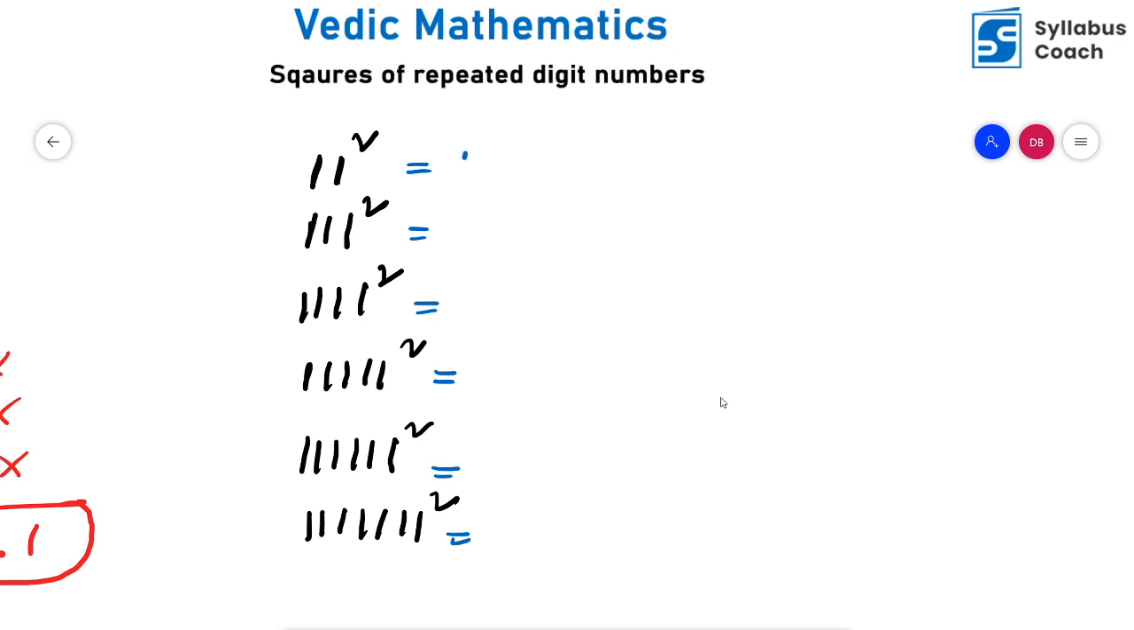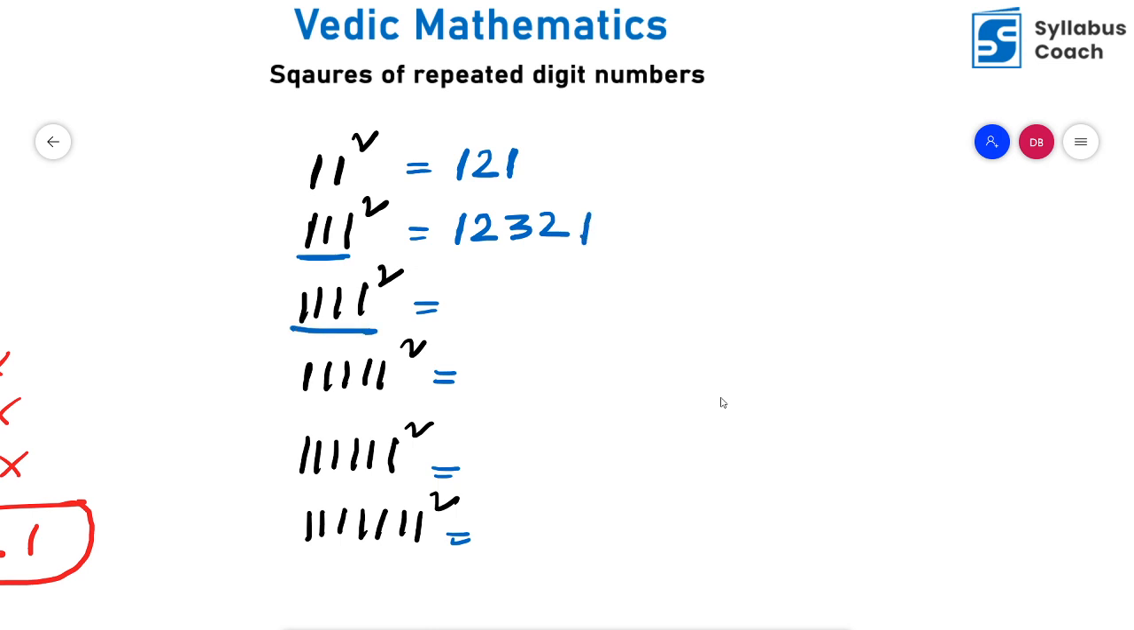2 digits. Write 2 digits, 1 2, and then reverse the order. What is the number that is after 2? If you go back, it is 1. Simple. Now how many digits are there here, students? 3 digits. Therefore write 3 numbers from beginning. 1 2 3, and now reverse the order. 3 2 1, isn't it?